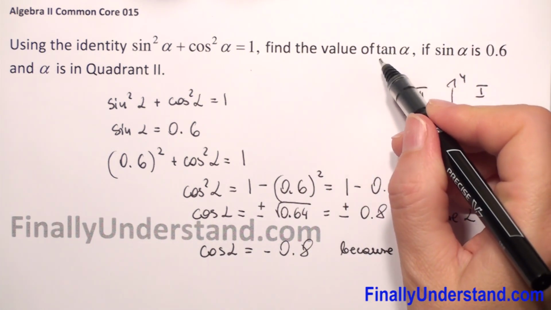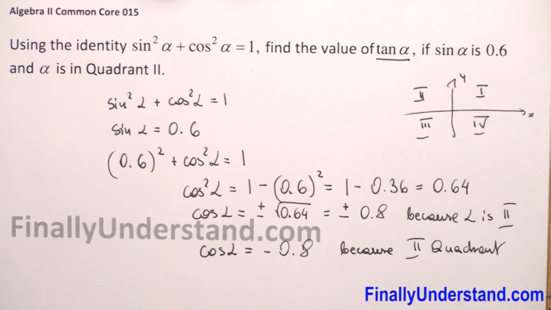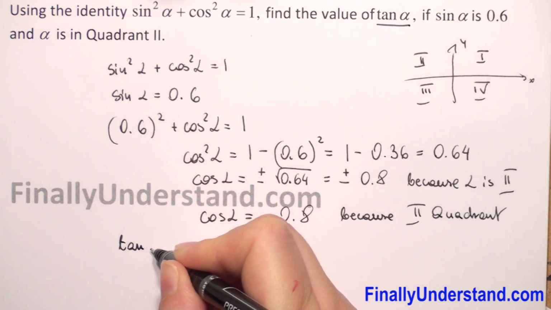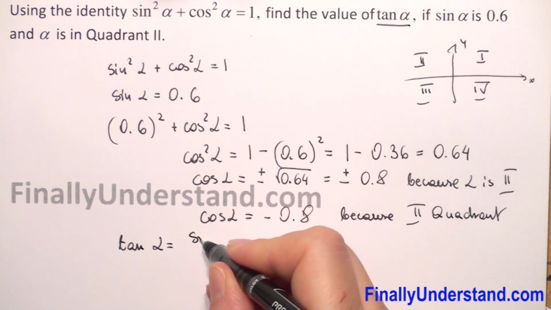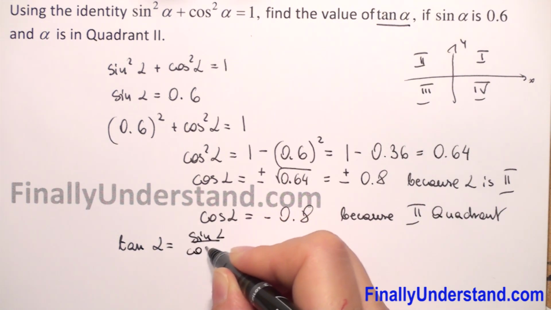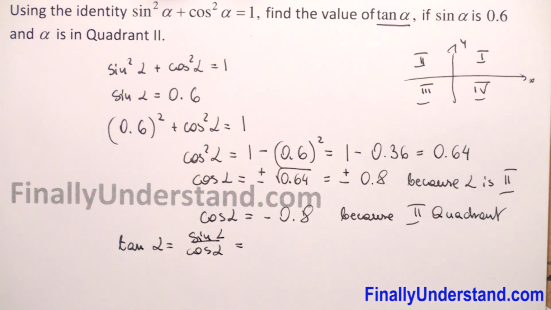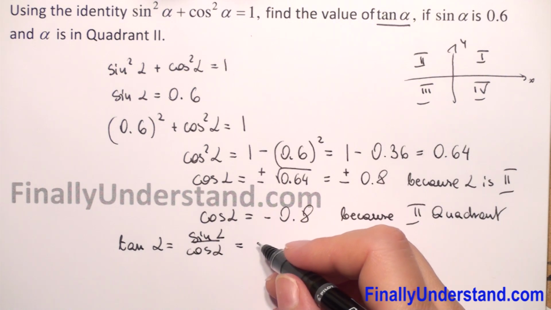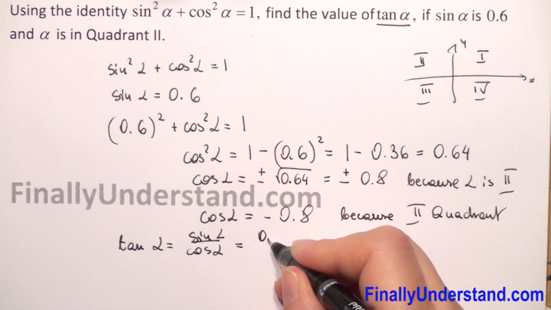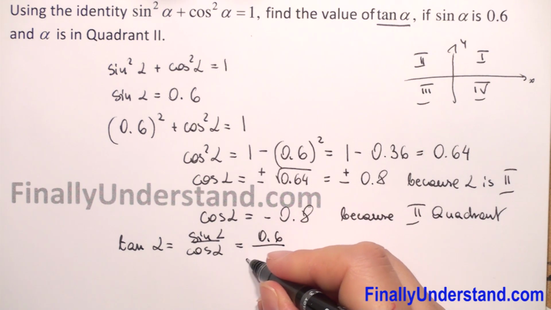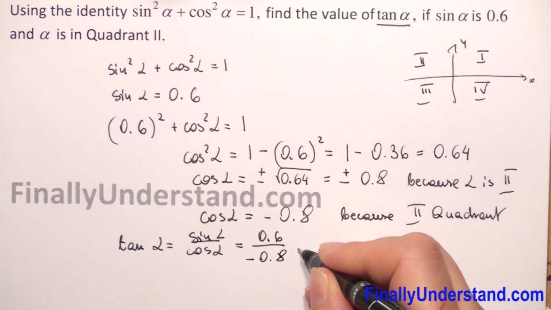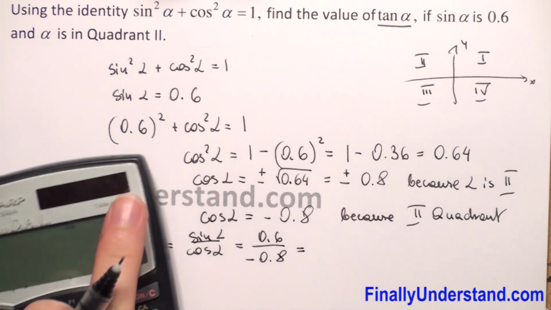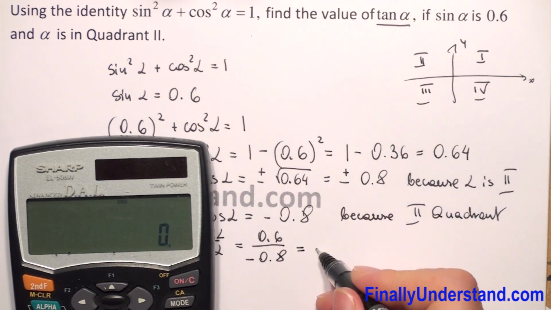To find tangent alpha, we will use the formula that tangent alpha is sine alpha over cosine alpha. So we are given sine, we calculated cosine, so we just have to substitute. Sine is 0.6 over negative 0.8. So this is equal, we can use a calculator, of course it will be negative, so it will be negative.